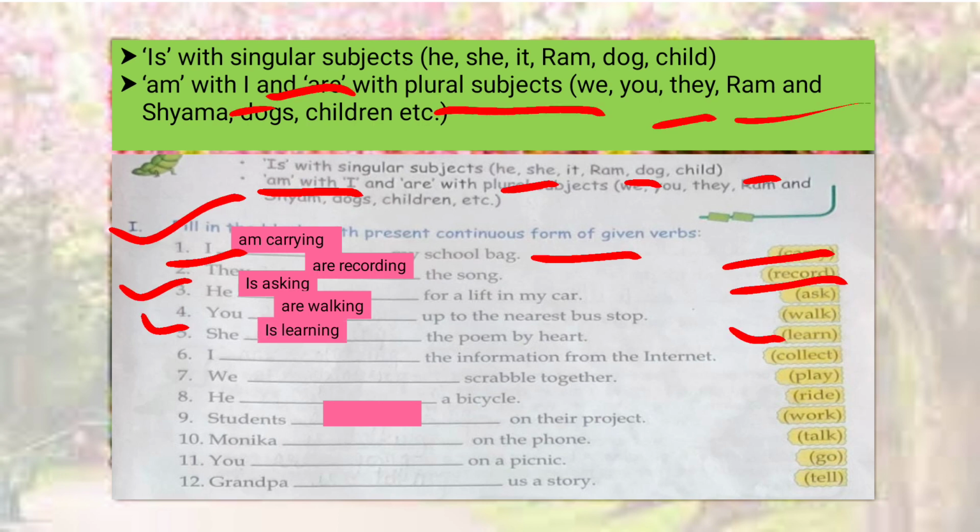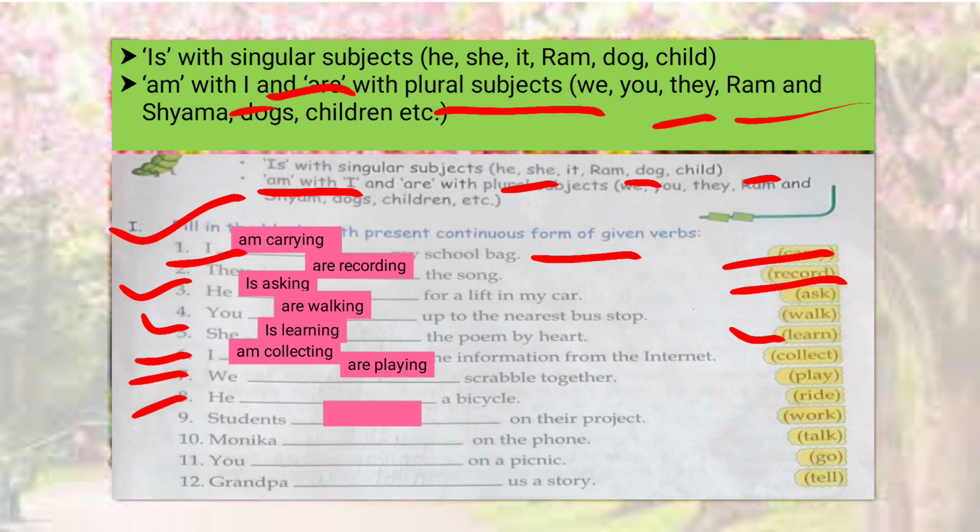The next one is 6. So what will we use there? I. With I we will use am. I am collecting the information from the internet. The question number 7 is we. So what will we use? We will use are with we. We are, and we will use the verb play plus ing. We are playing. We are playing Scrabble together.